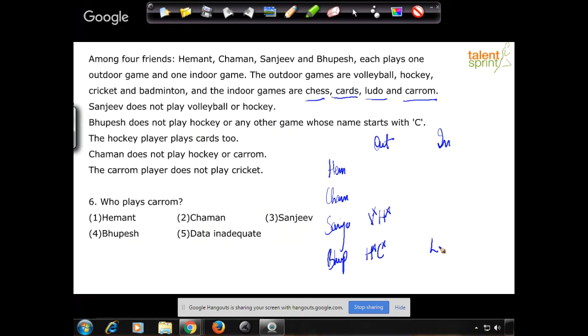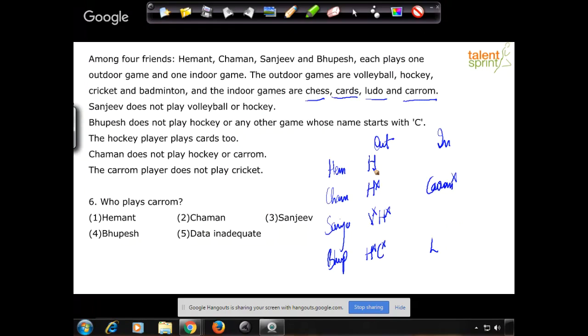Now let us go to the next statement. They tell us that Chaman does not play hockey or carom. Chaman, no hockey for you. Also, no carom for you. No hockey and no carom for Chaman. Therefore, we can easily conclude that Hemant is the hockey player because hockey is not played by Bhupesh, Sanjeev or Chaman. So, Hemant, your hockey. Enjoy playing hockey.